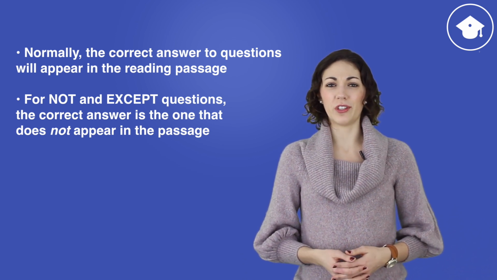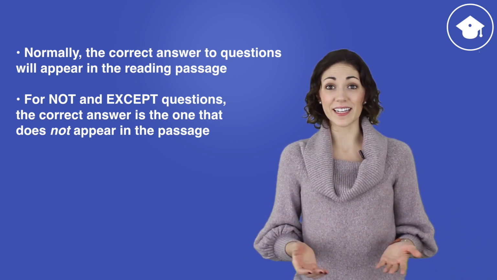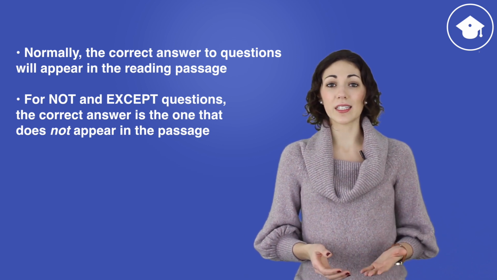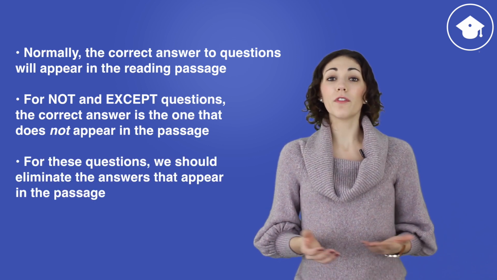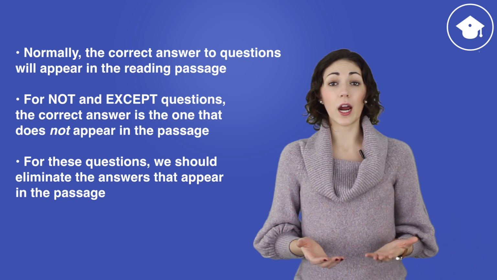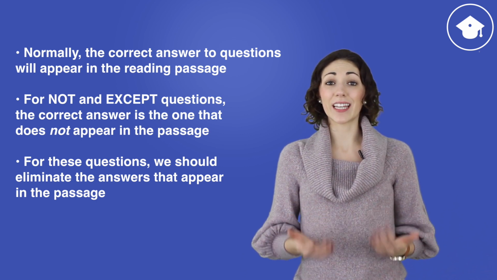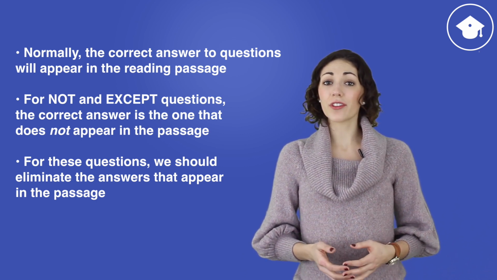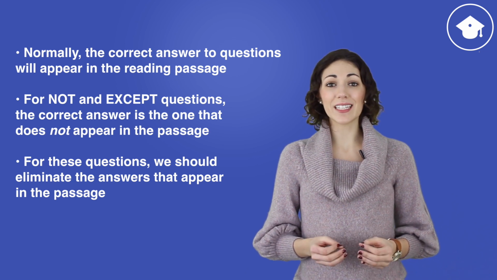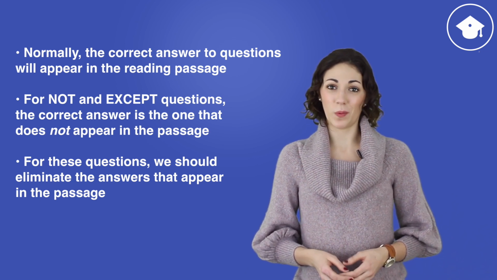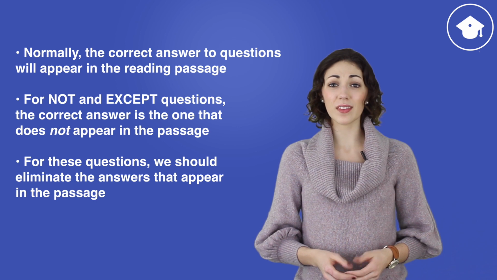How should we approach these questions? It's easy. We want to use the process of elimination. We figure out which answer choices are mentioned in the text and eliminate these. The answer that we are left with, the one that isn't mentioned in the text, is the correct one. That's the basic idea. But let's go through this step by step so you can really master answering these questions.